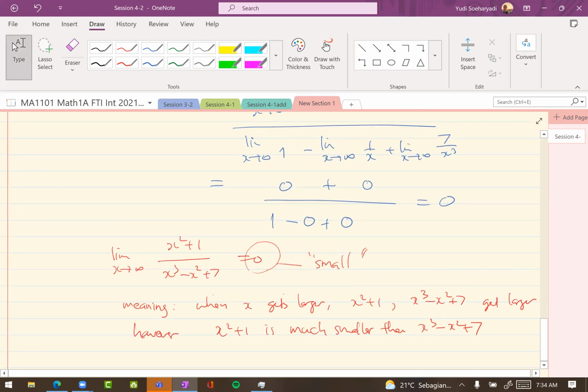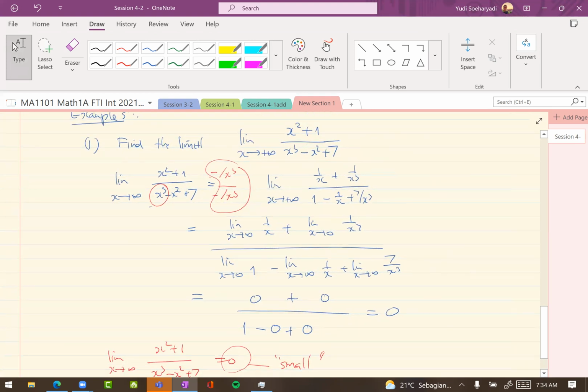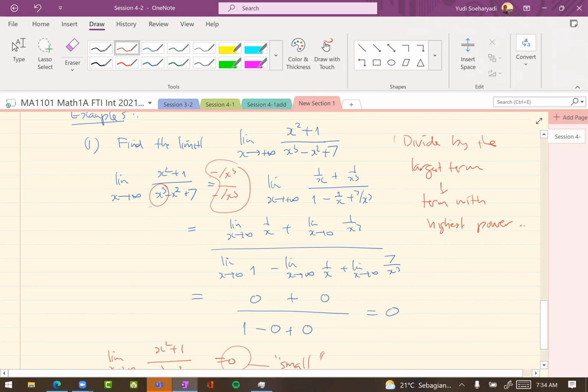Okay, so that's one of the tricks, you know, just divide by the largest term. In this case, the largest term would be x cubed. Okay, so this trick: divide by the largest term. In this case, the term with the highest power.